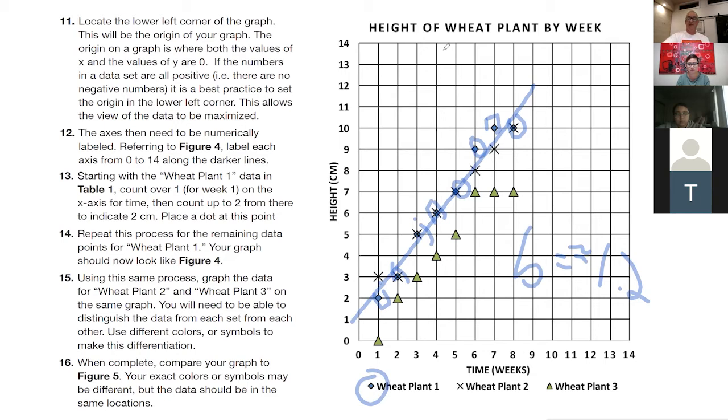Because this is basically time after planting a seed. Well, when I put a seed in the ground, do I have any height? No. At that exact point, when I start, like seed goes in the ground, start the clock, there's no plant. So there should be 0, but we didn't take that. We didn't put that point there. So I can't really in good conscience draw a line through it.